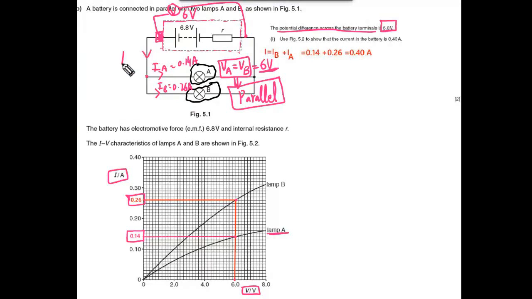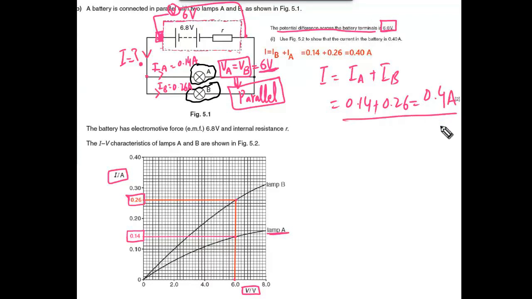Now, how much is the total current? This is what the question is asking you. What is the value of I? You will simply say that I has to be equal to IA plus IB. So in this case, we have IA that is 0.14 and IB is equal to 0.26. So we will get 0.4 amps. That's all.